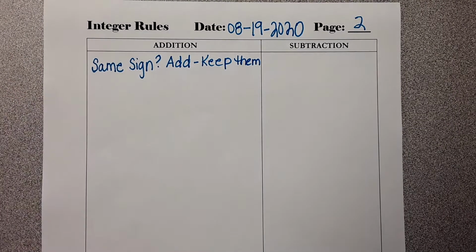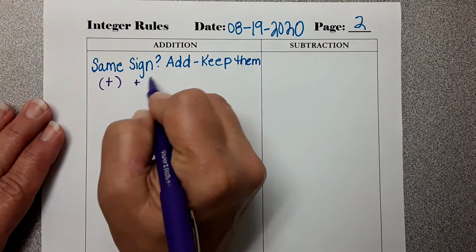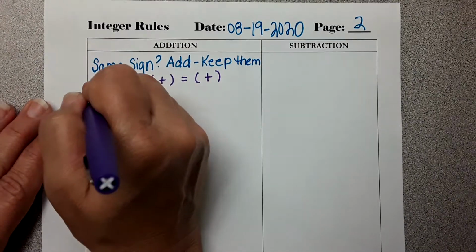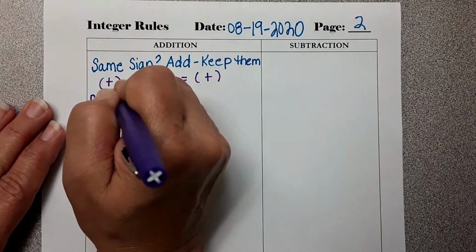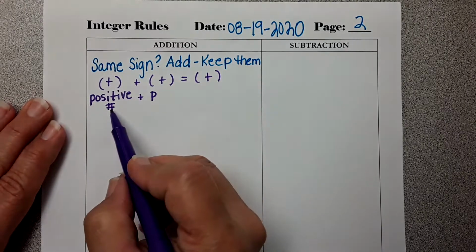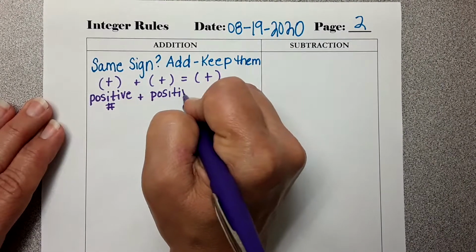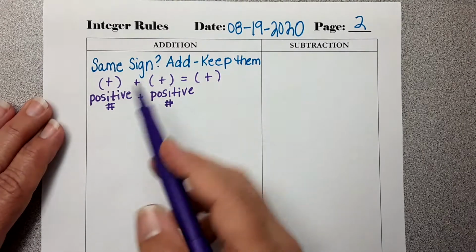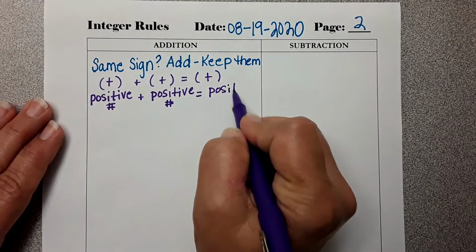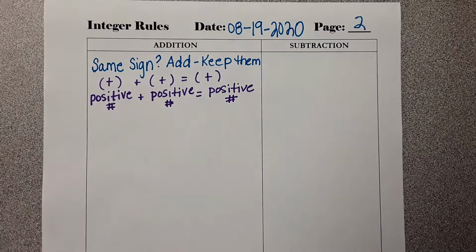If you have a positive plus a positive, it will equal a positive. So this is a positive number plus a positive number. You guys, that sign means number. I know you think it means hashtag, and it does, but it also means number. So it's always in that context. So if you have a positive number plus a positive number, it is going to equal a positive number. So you just add them and you keep them both positive. If there's 3 positives, you would add them and you would keep 3 positives.